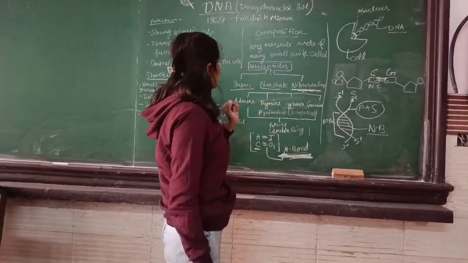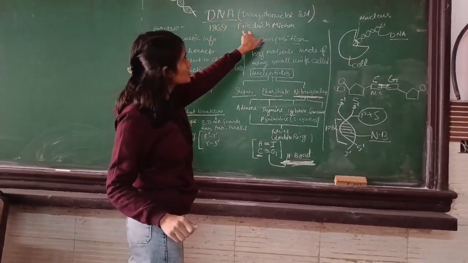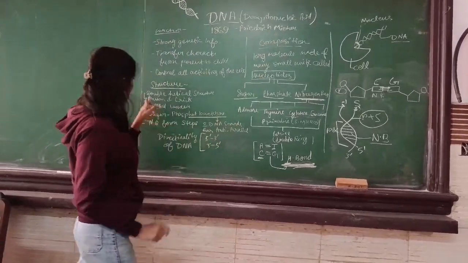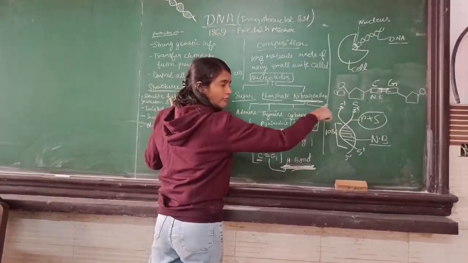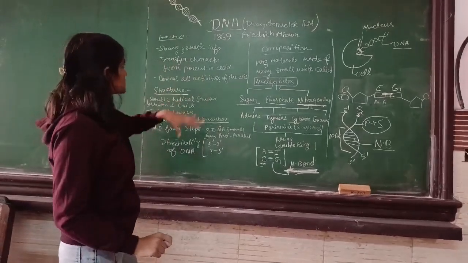Okay, so we have seen that DNA was proposed by Friedrich Miescher, but the double helical structure of DNA was proposed by Watson and Crick. And this is all about DNA.